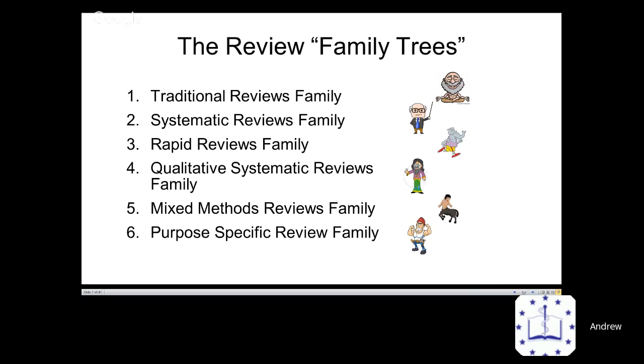So we're going to be looking at the main types of family, and this is a way for you to have clear in your mind some of the differences between families. And so the 6 types we have here, the traditional reviews family, represented by a guru. So these are done by experts. You believe this review because it was done by an expert. The systematic reviews family, very technical and academic and precise. The rapid reviews family, reviews with running shoes.